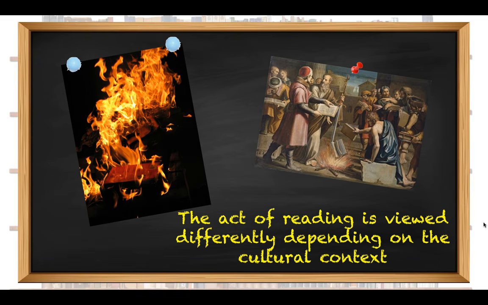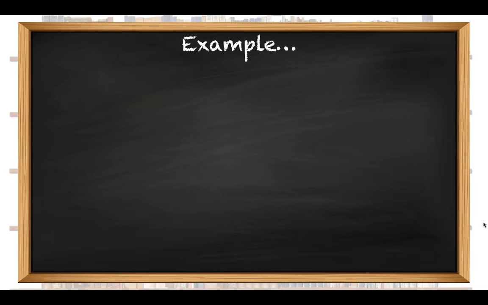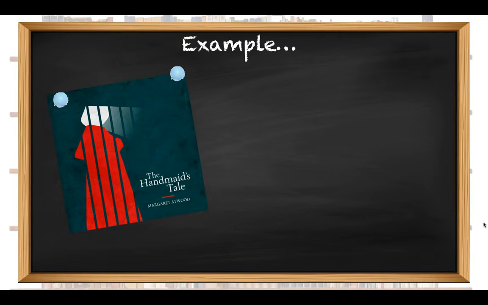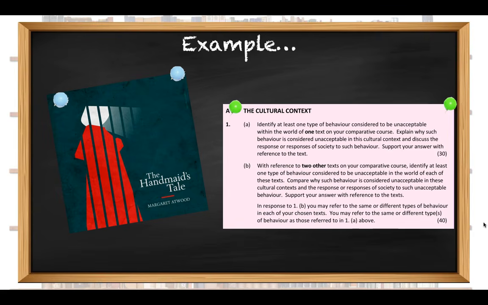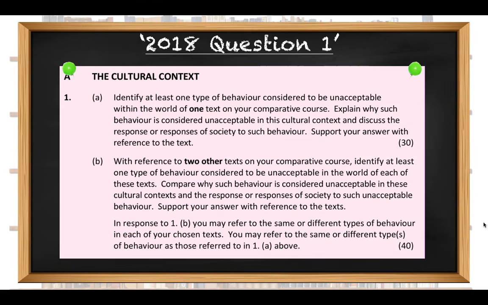Let's take an example from a text. Again, I'm going to use The Handmaid's Tale as it is a text that many students are studying this year, and we're going to look at the most recent cultural context question, 2018. In part A of this question, you're asked to identify at least one type of behaviour that is considered unacceptable in the world of the novel.